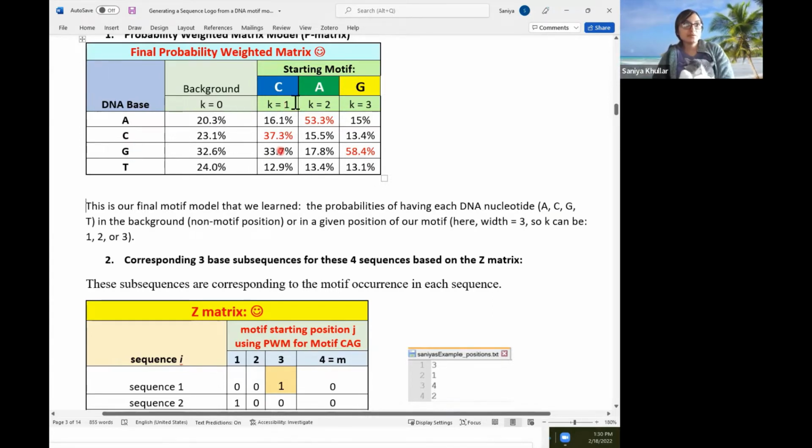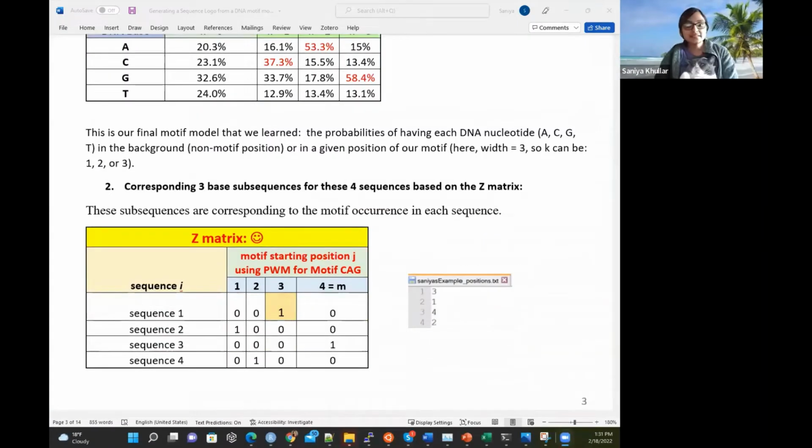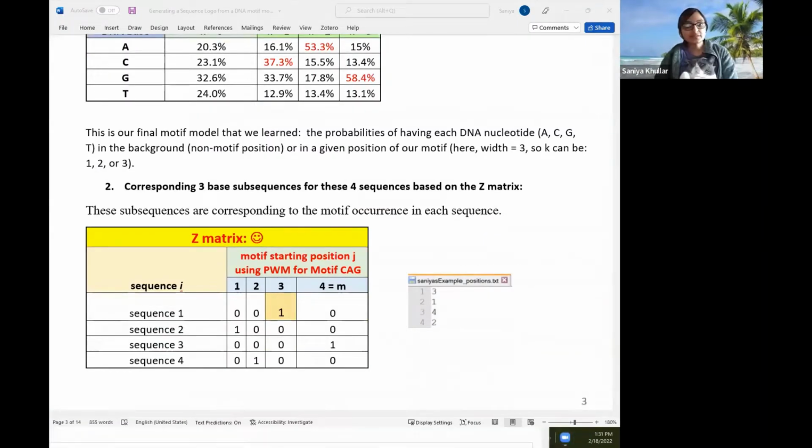So here K can be 1, 2, or 3 because our motif width is 3. We're learning 3 bases. So again, what we were trying to do is learn these 3 bases. That's what we were trying to do here. That was the whole point of this. We can then see that what we found earlier was the corresponding 3 base subsequences for each of these 4 sequences based on our Z matrix.